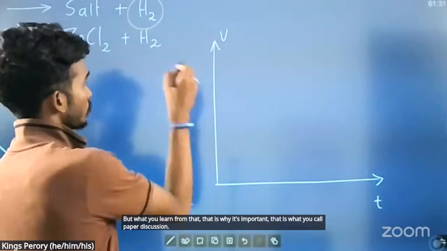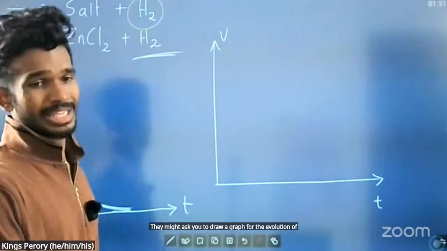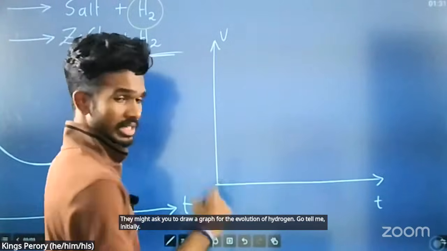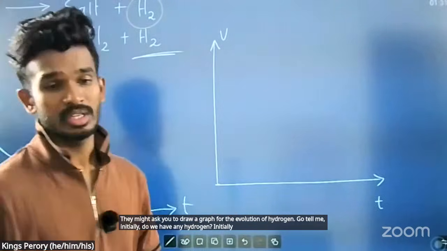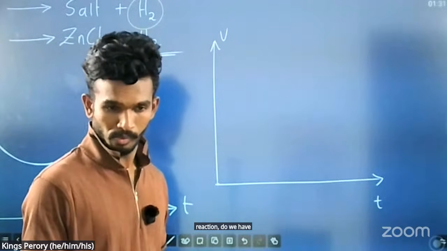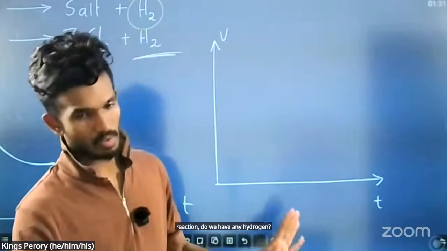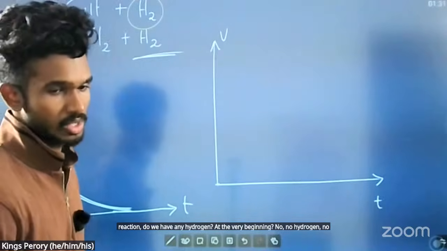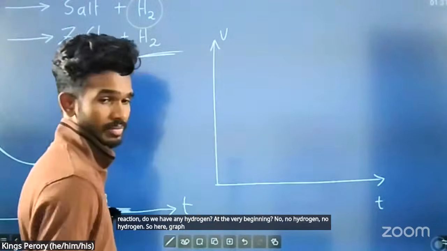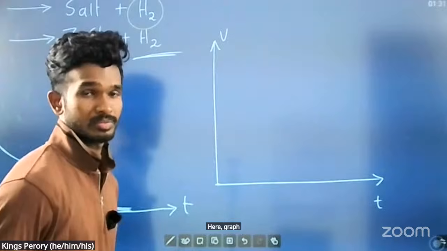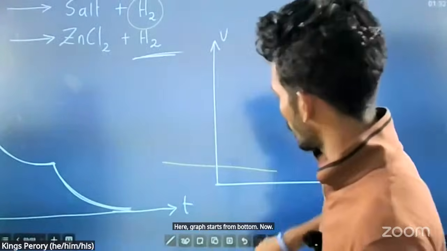They might ask you to draw a graph for the evolution of hydrogen. Tell me, initially, at the beginning of the reaction, do we have any hydrogen? At the very beginning, no hydrogen. So here, the graph starts from the bottom. Now, there, the graph started from the top.